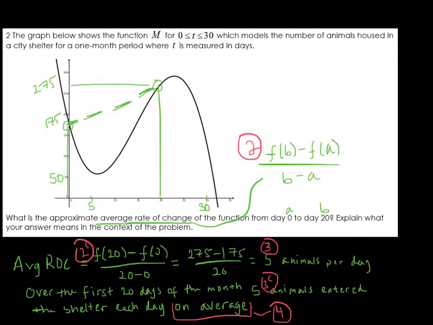You could also say that over the first 20 days of the month, approximately 5 animals, or the number of animals in the shelter, increased by approximately 5 per day on average. Remember, this is not actually how much it's increasing by per day. This is an average.